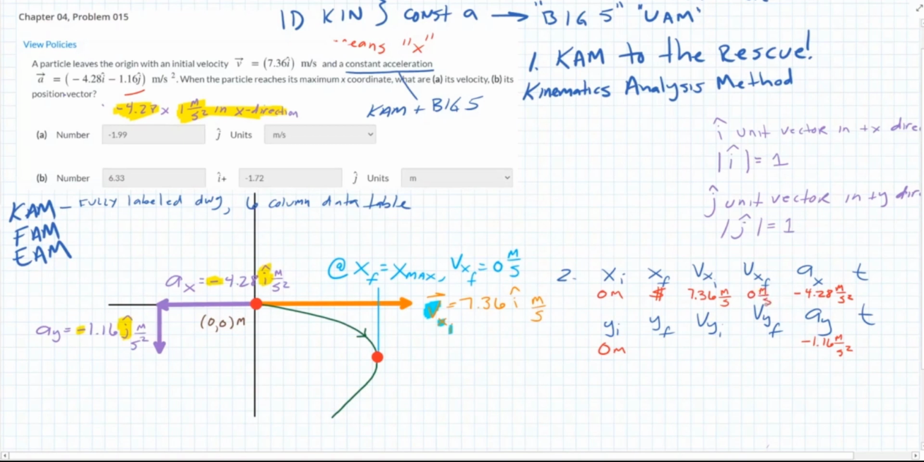Because it momentarily comes to a stop in the x dimension, not in the y dimension. None of what I'm saying here applies to the y. So I've got a lot of good stuff here, and I'm going to put a question mark. All right, and that's it. That's it for my x data table.